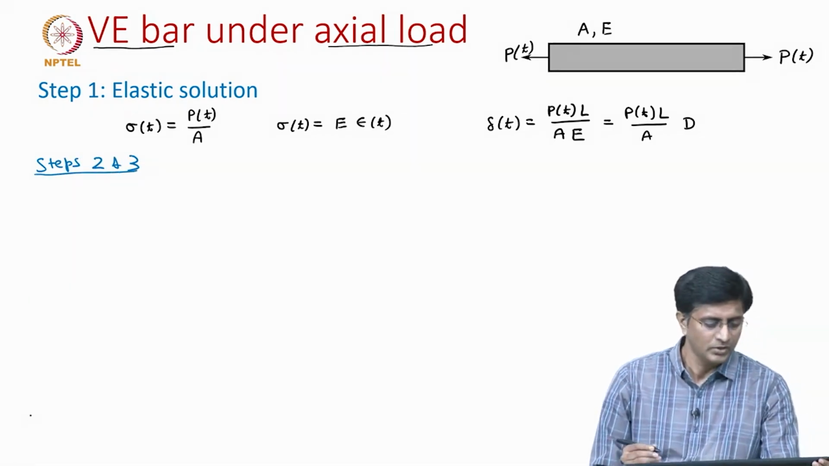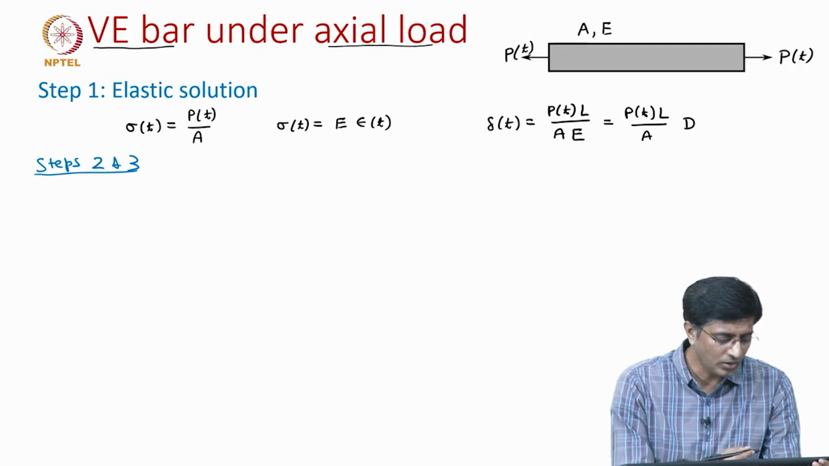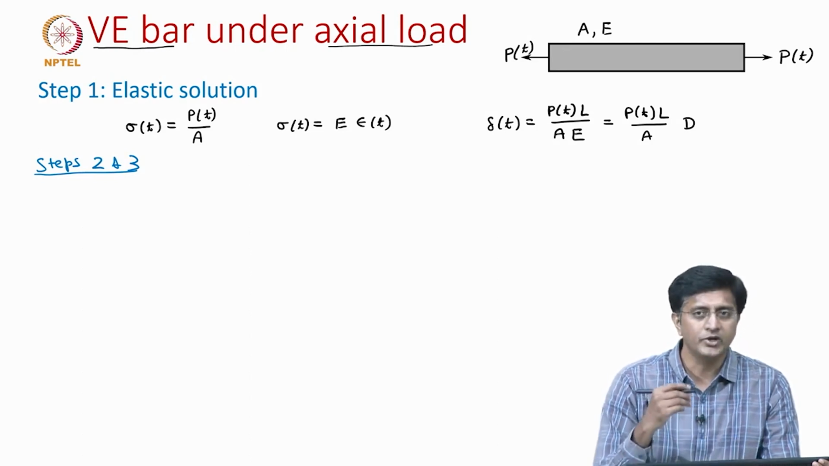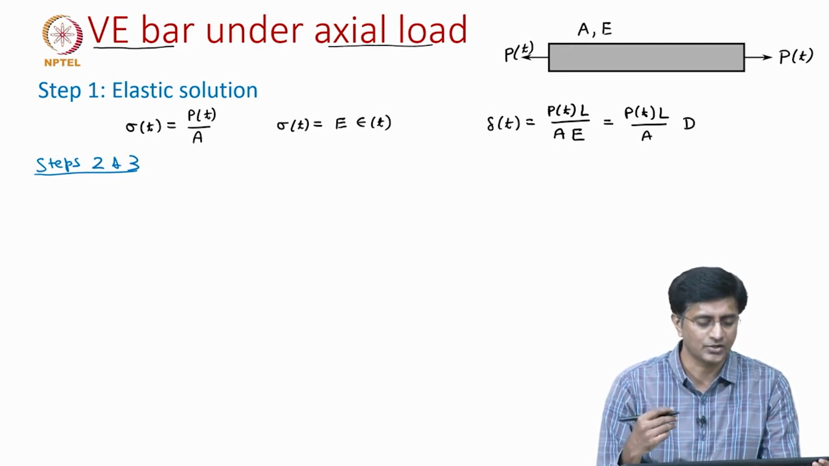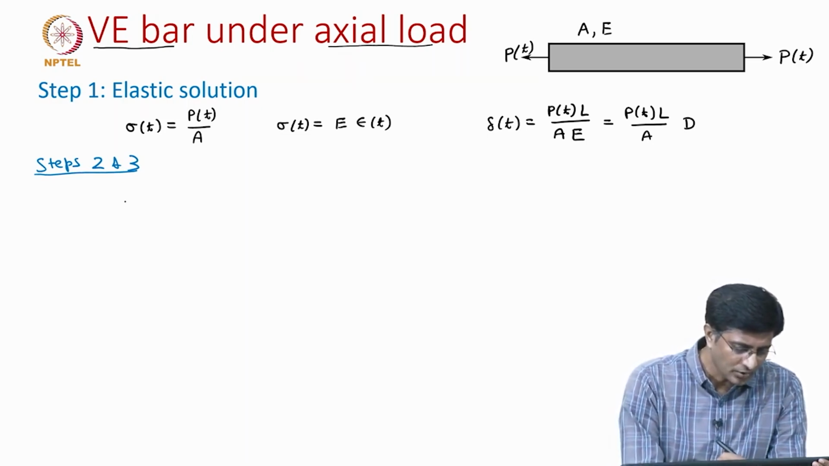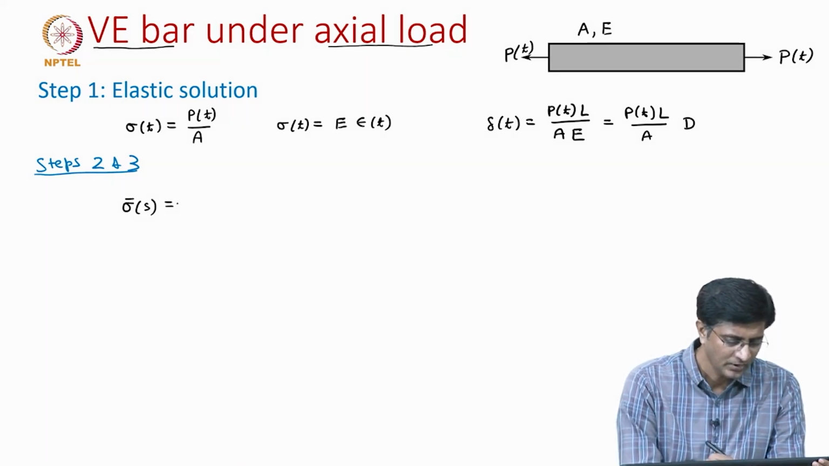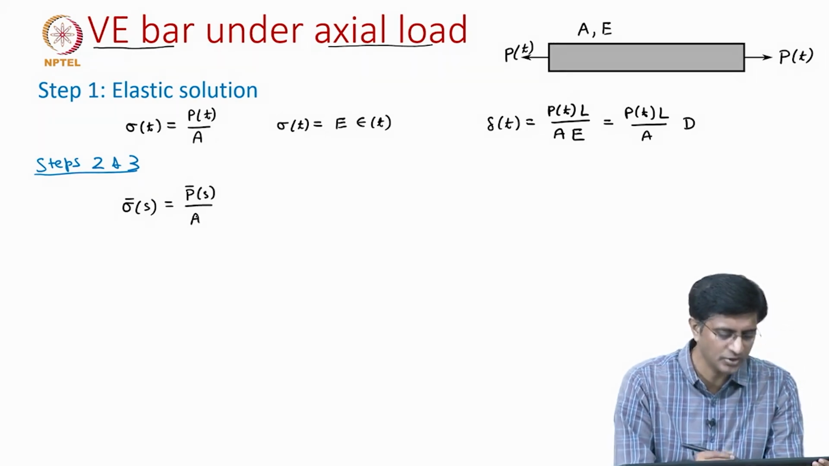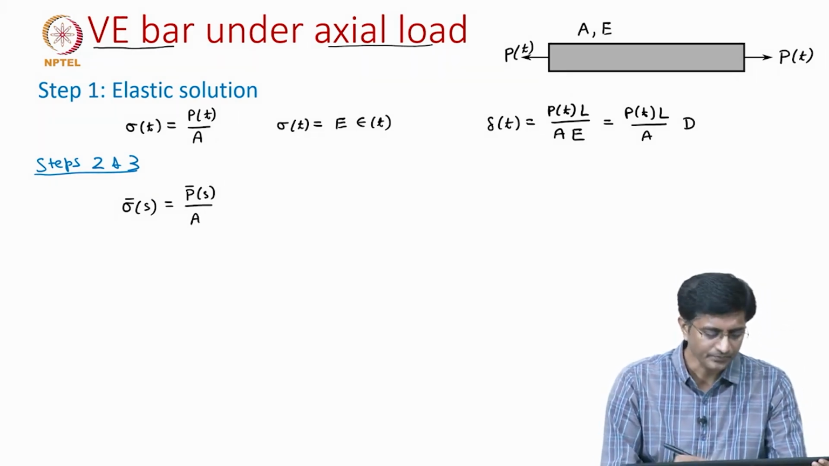Okay. So, according to steps 2 and 3, we replace the variables and the elastic constant. So, let us focus on the first equation. Sigma we will replace with the transform, sigma of s. Sigma is a variable, P the applied load is also a variable, so we will replace it with P of s. A is a constant, so there is no transform to it.